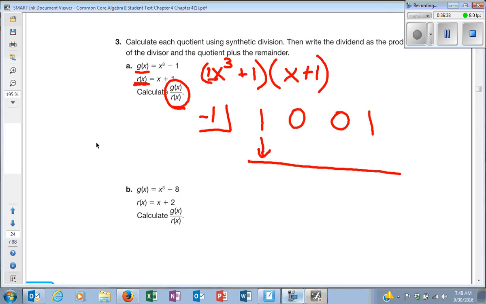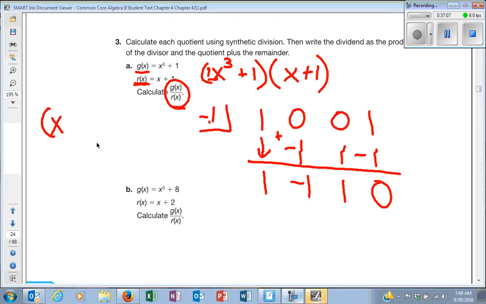Drop this thing straight down. 1. Yes? 1 times negative 1 is negative 1. Add those together and you get negative 1. Negative 1 times negative 1 is a positive 1. 1 times 1 is a 1. 1 times a negative 1 is a negative 1. And negative 1 and 1 makes 0. Is this a factor? Does it go into it perfectly? Yes.